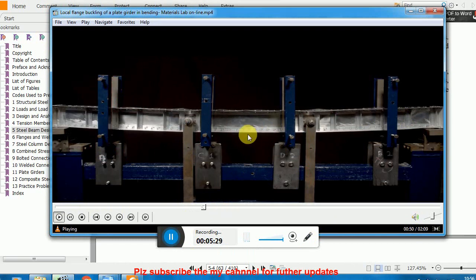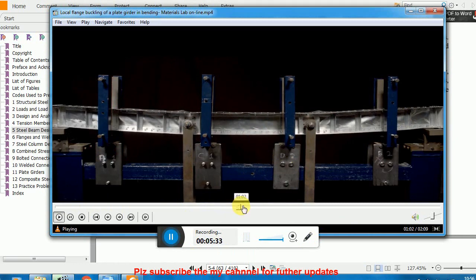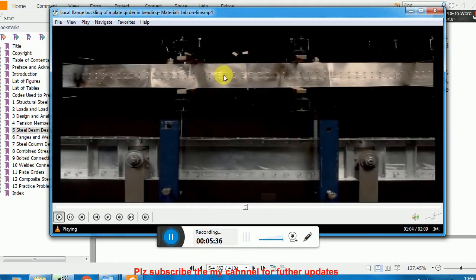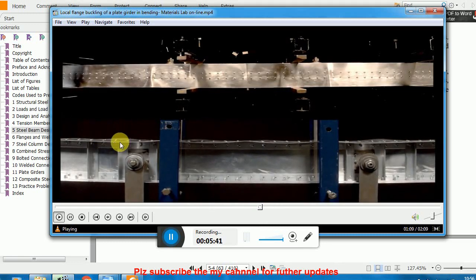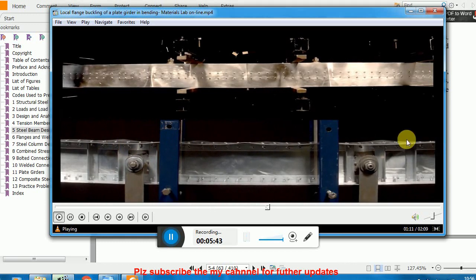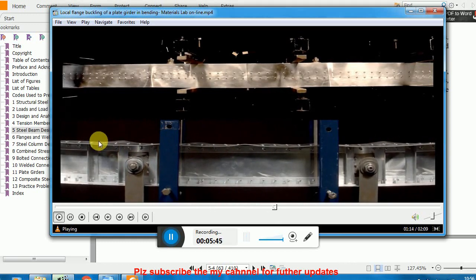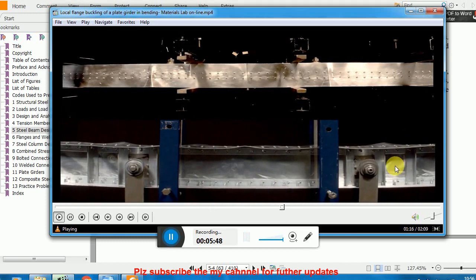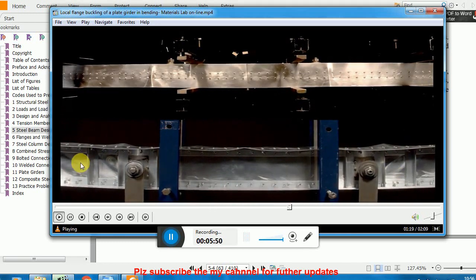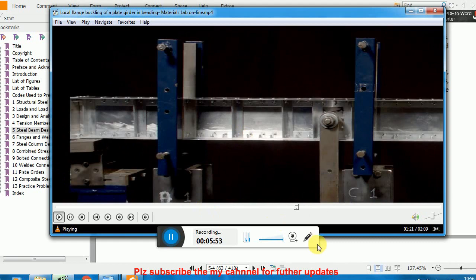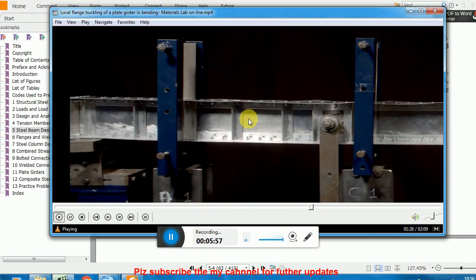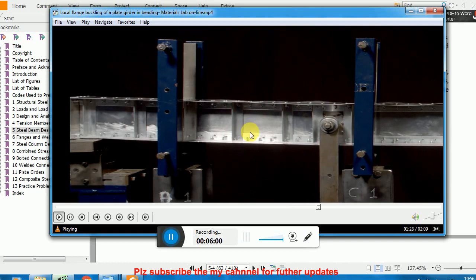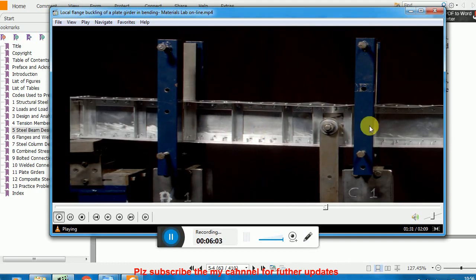Once the load is increasing, you see this kind of buckling which occurred in the flange. This is called local flange buckling. And similarly here you see the web starts buckling. That is very important, and it mostly occurs in plate girders, not in rolled shape beams, because they are compact.